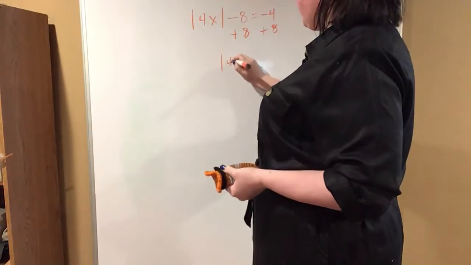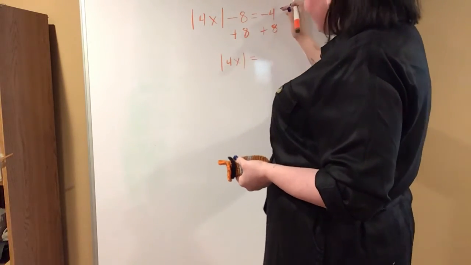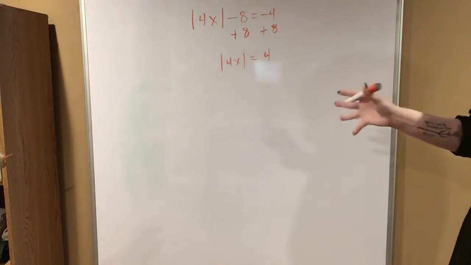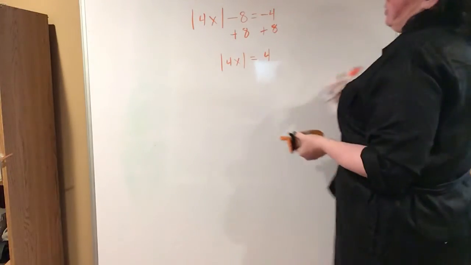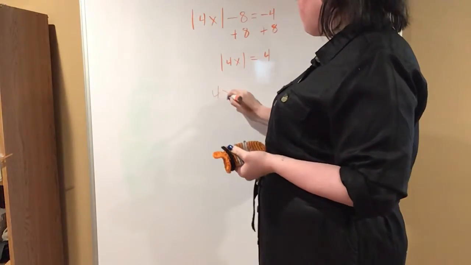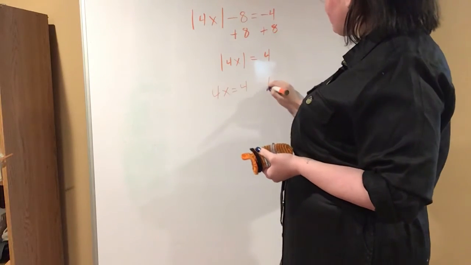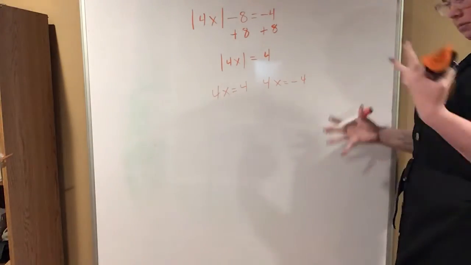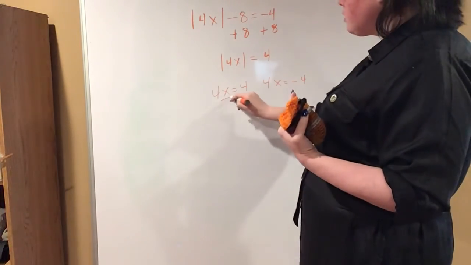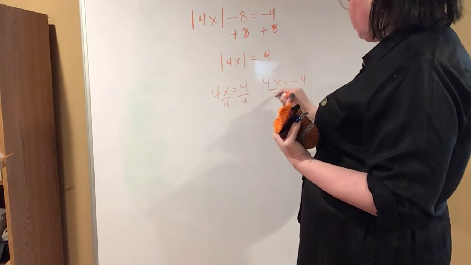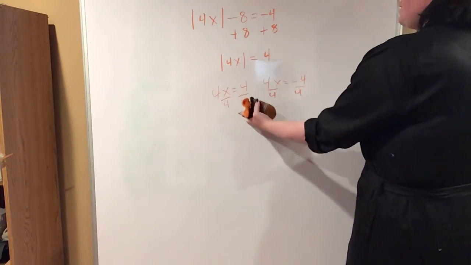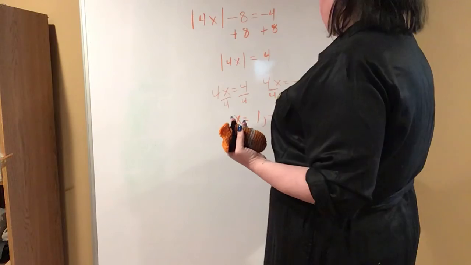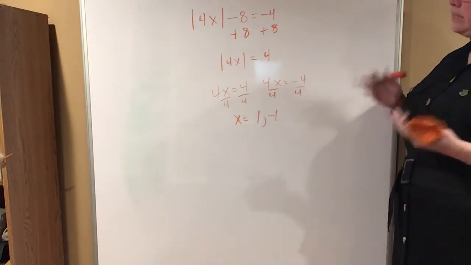I'm still with my absolute value of 4x. But now negative 4 plus 8 equals 4. So now we can actually solve this absolute value because it's a positive 4 now. So let's write this. 4x equals 4, and 4x also equals negative 4. See? Something we can actually solve. We divide by 4. X is actually going to equal 1 and negative 1. That is something you can solve.